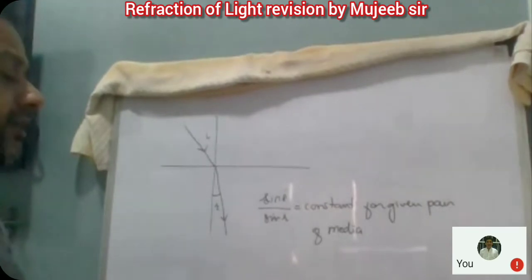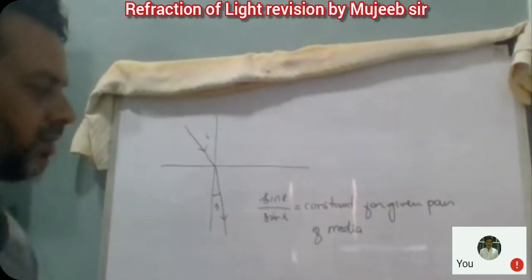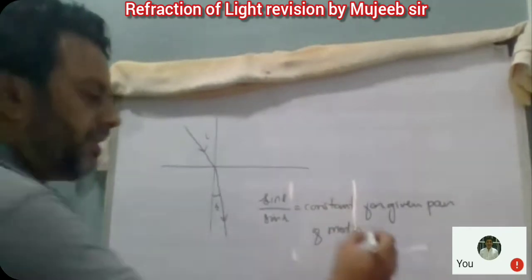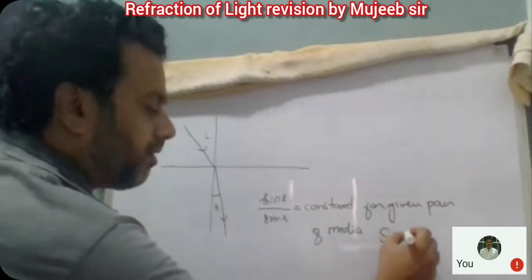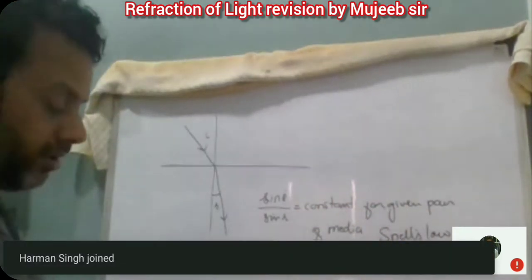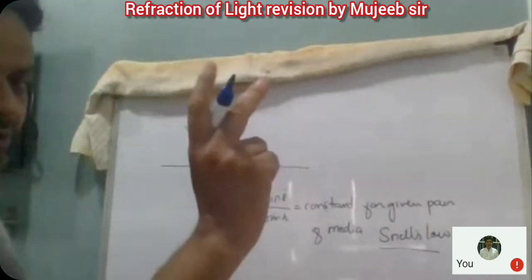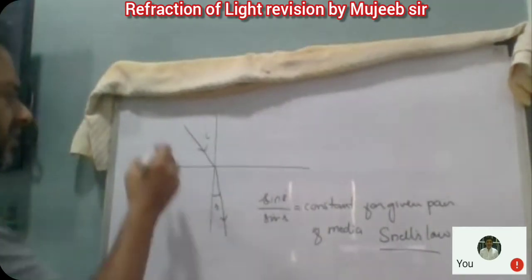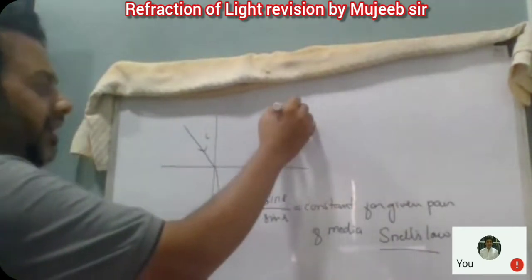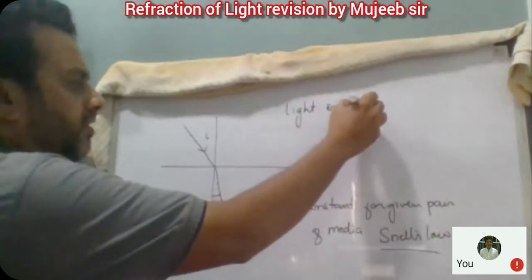This statement which I have written on the board, sin i upon sin r is equal to a constant for the given pair of media, is called Snell's law. And this law, Snell's law, fails in two conditions. Which are the two conditions? The first condition is when the light is incident normally.